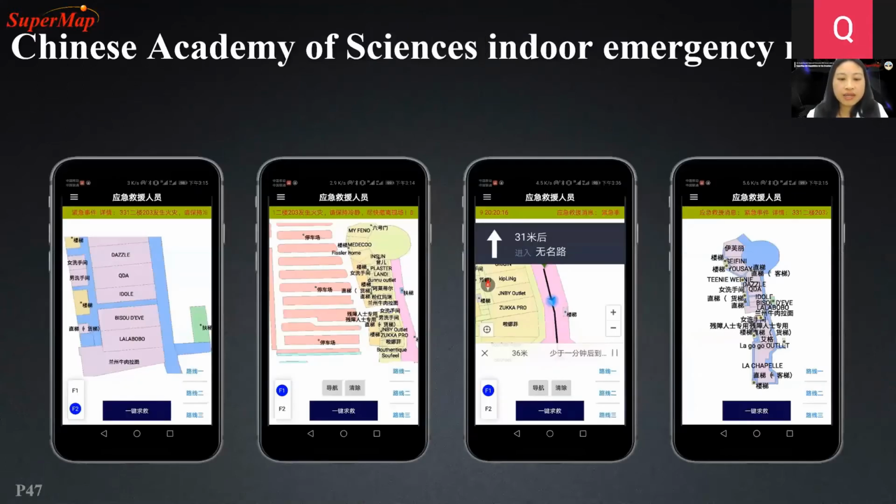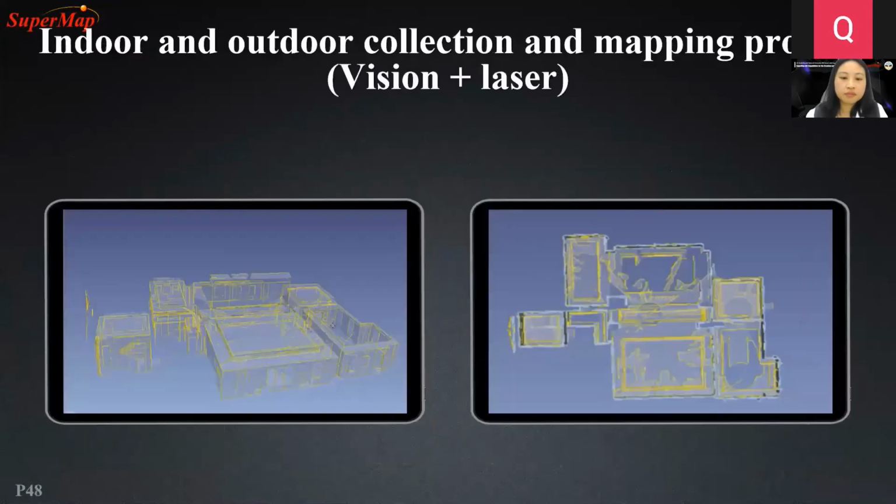The indoor navigation can also be used for indoor emergency rescue. It can help rescue workers get the indoor location, plan the rescue route, and get to the destination by indoor navigation. With laser and SLAM technology integrated with depth camera and mobile camera, we can achieve scanning connections of buildings.